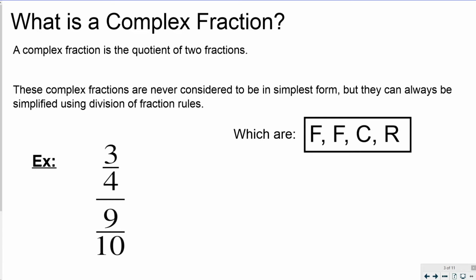So a complex fraction is the quotient of two fractions. So we're going to start off with this idea here. Complex fractions are never considered to be in simplest form, and they can always be simplified using the division of fraction rules. So remember, division of fractions would be flip, factor, cancel, rewrite. In situations where you just have numbers, you can skip the factor part, but you can do any canceling and reducing, and then rewrite your final answer. So how does that apply to rational expressions?